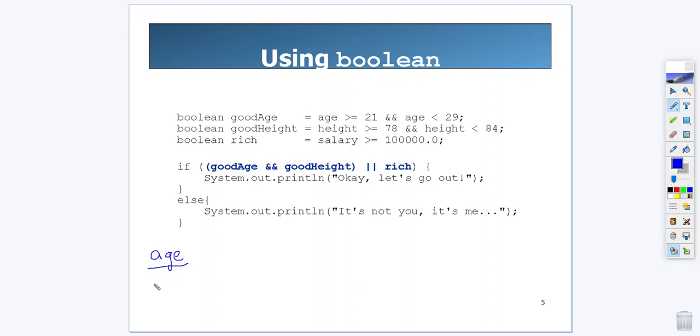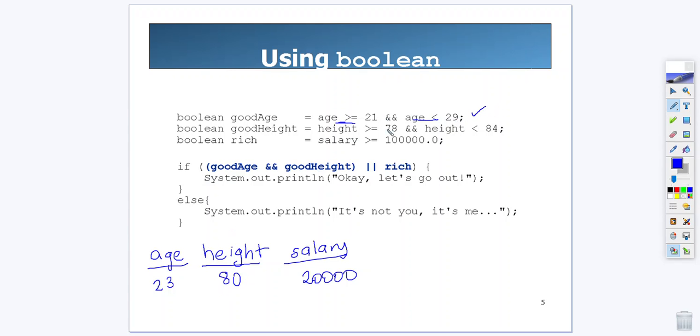So let's say age is 23, height is 80, and salary is 20,000. All right, so we have to be a good age and a good height, or we have to be rich. So if I'm 23, am I greater than or equal to 21 and less than 29? The answer is yes. I'm greater than 21, I'm less than 29, passed.